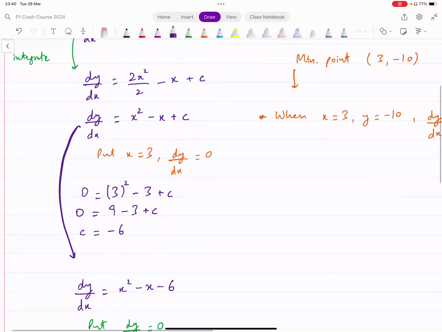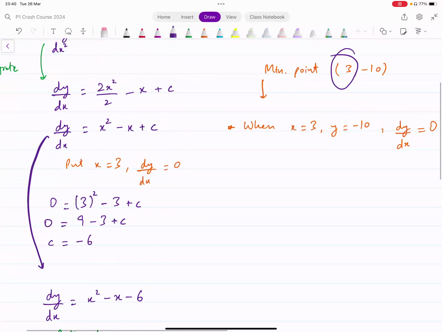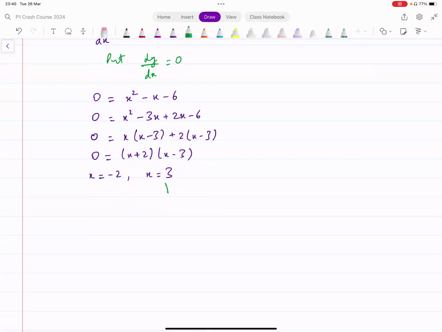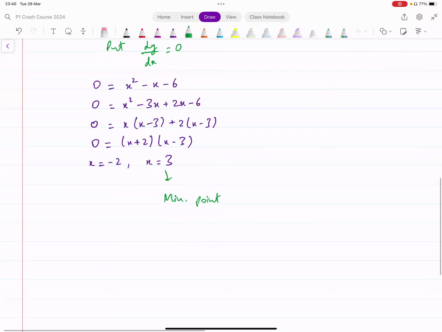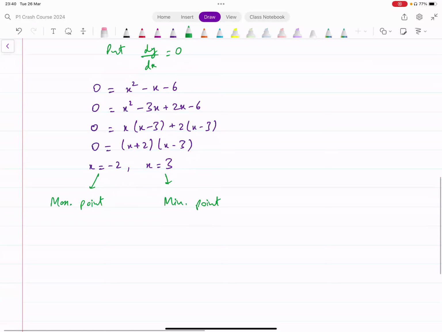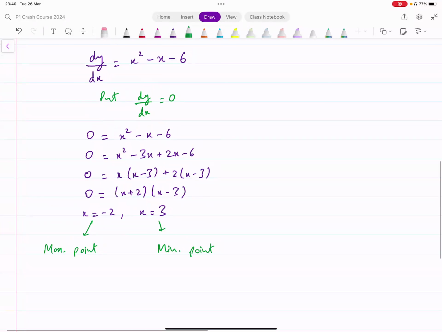Now, the minimum point already is known, that's (3, -10). So we have one x value that is 3. We know that this is for the minimum point. That's not what we're looking for. We already know the minimum point. This is the x coordinate of the maximum point. If one point is minimum, the other is going to be maximum. You can't have two maximums and no minimum. So it's going to be a cubic function that's going to look like this, basically.